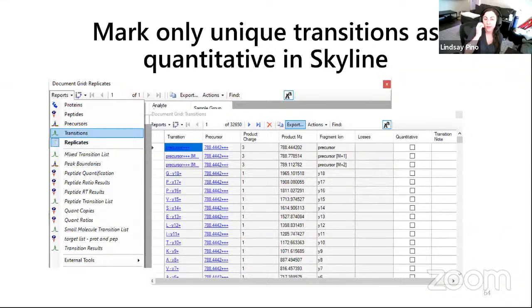You can either right-click on the target itself, or you can open up the document grid, go down to the transition report, and then it'll show you all the transitions in here, and it'll give you a checkbox to say if they're quantitative or not. And I can link you guys to some tutorials that are still a work in progress. They're not published or anything yet. You can very quickly, just in Excel, concatenate the precursor and the product m/z, and it'll give you a true or false for whether or not it's quantitative.